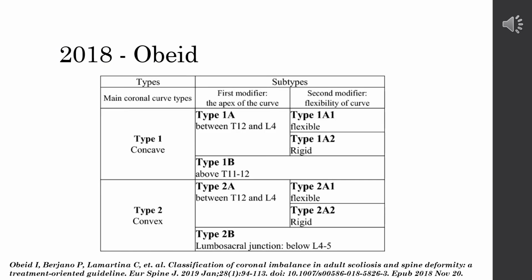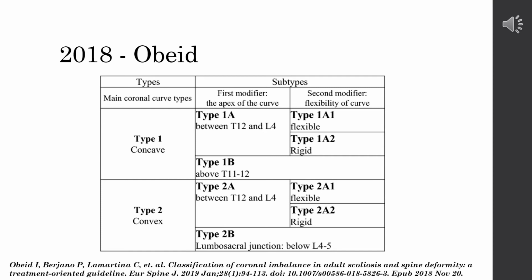The Obeid coronal malalignment classification was published by Ibrahim Obeid in 2018 in the article Classification of Coronal Imbalance in Adult Scoliosis and Spine Deformity, a treatment-oriented guideline. In this study, Obeid classified coronal malalignment curves into the following modifiers. Type 1 is a concave curve. Type 1A1 is a concave curve with a thoracolumbar or lumbar main curve. Type 1A2 is a concave curve with a rigid thoracolumbar or lumbar main curve. Type 1B is a concave thoracic or cervicothoracic main curve.